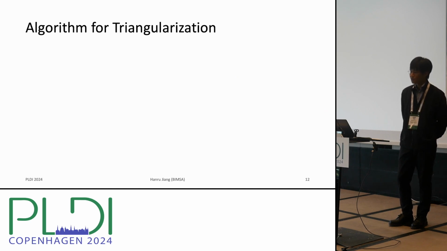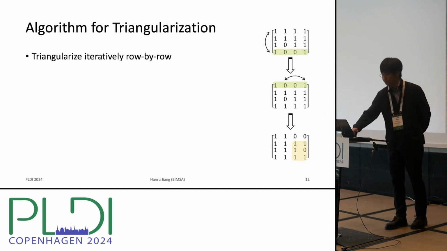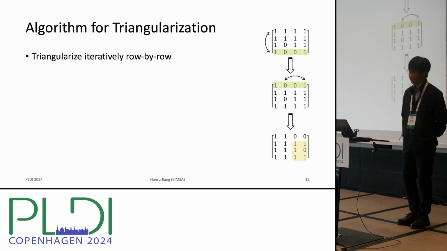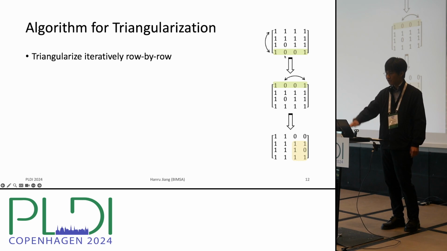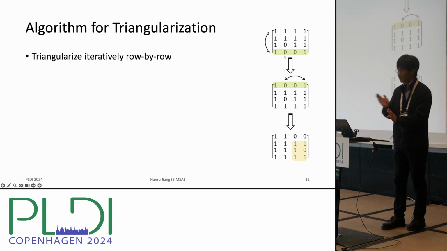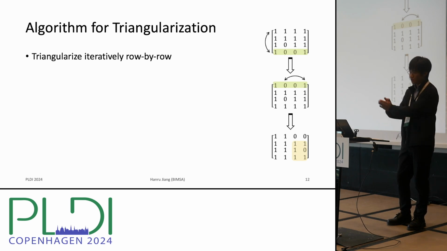So to solve this problem, we follow a one-row-at-a-time manner, to triangularize the adjacency matrix one row at a time iteratively. So basically, we choose a row with zeros in it, the green row at the bottom, and swap it to the top. Then we do column permutations to put the zeros of this row to the right. And then we repeat the procedure with the remaining submatrices corresponding to the zeros of the first row.